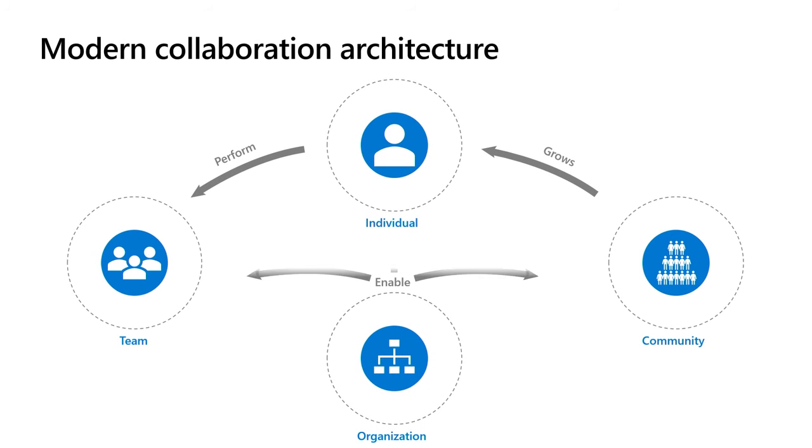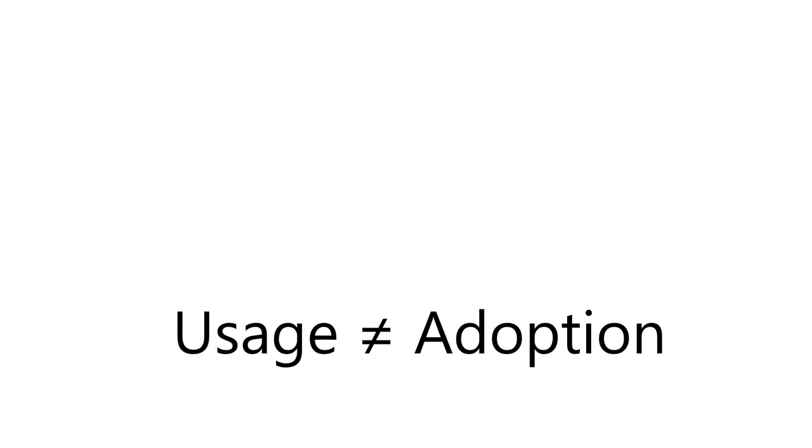These organizational capabilities enable communities, individuals, as well as teams to be successful. And that's why they're really important. So I guess we have talked about individual productivity, team productivity, community management, and organizational capability. And really, this is how I explain Office 365 to my customers. So the question is, what is the difference between usage and adoption of Office 365?